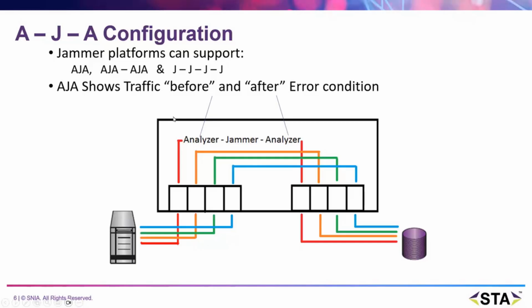It is often important to see the original packet that came in as well as the modified packet. The AJA setup shows traffic before and after an error injection. Depending on the speed targeted, a separate analyzer may be needed for analysis, which will be combined later in the GUI. This dual-channel view is essential for understanding how injected faults alter communication. The jammer supports various configurations, including AJA or all-jammer.